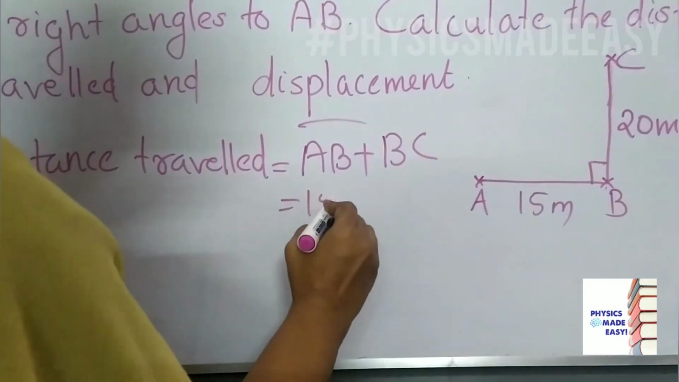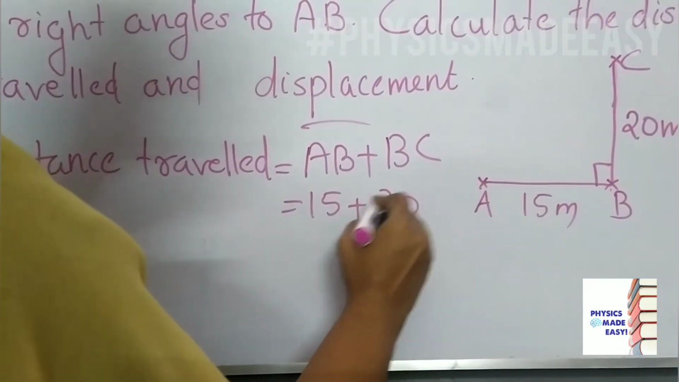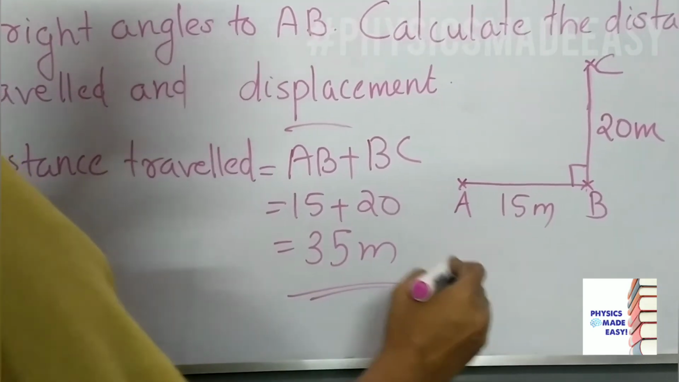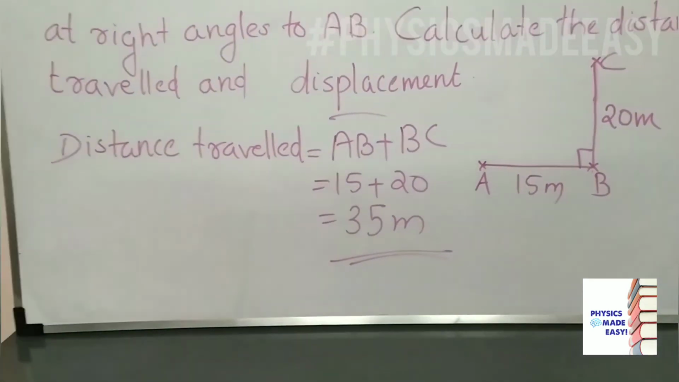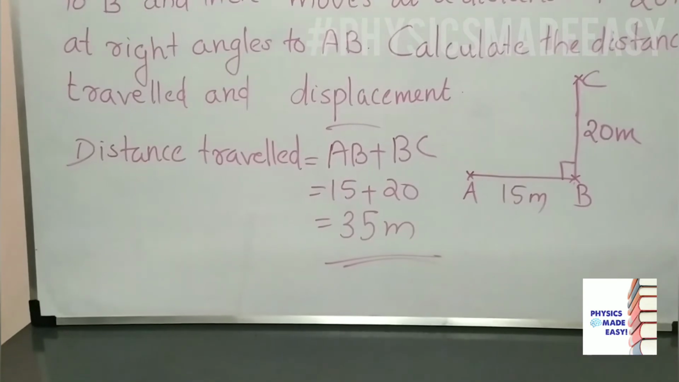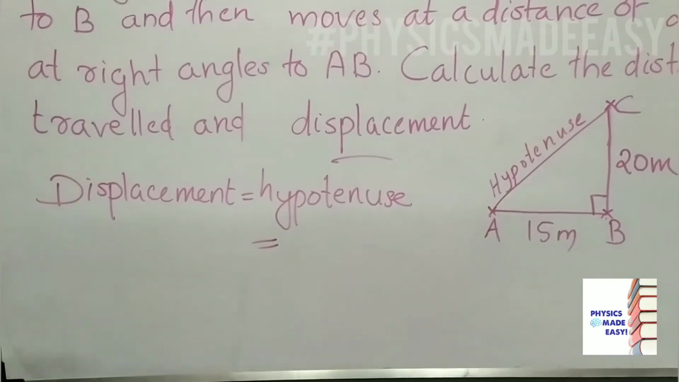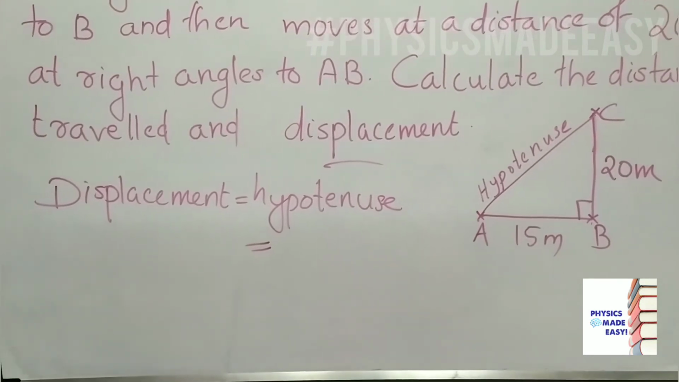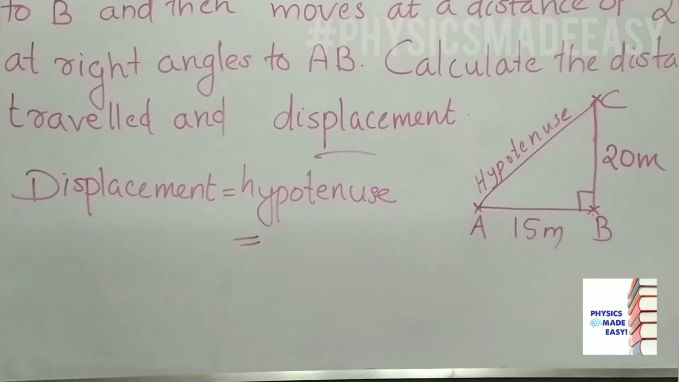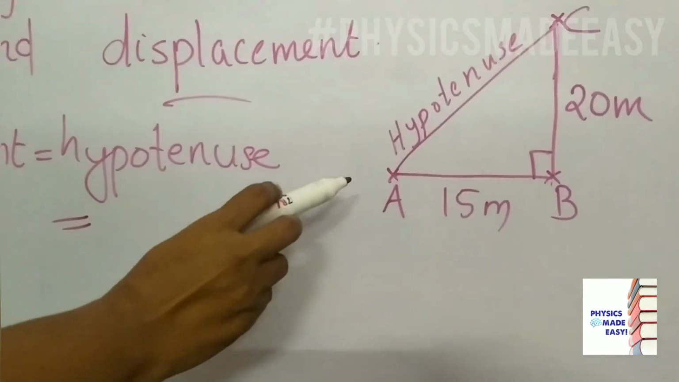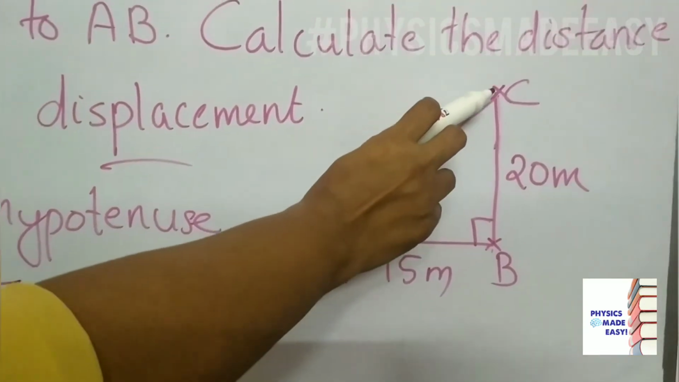So here it is 15 plus 20, that is equal to 35 meters. That is the total distance travelled by that body. Next, you have to find the displacement. Children, you know displacement is the shortest distance between initial and final positions. Here you can see A is the initial position, C is the final position.